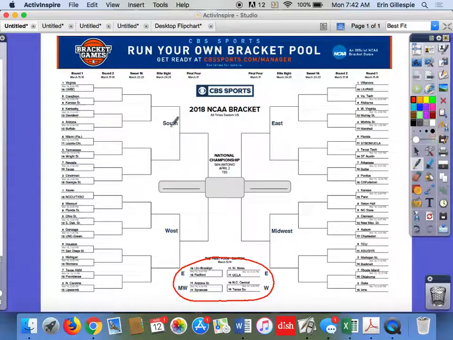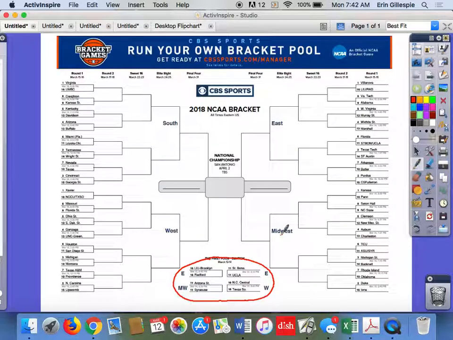There are 4 regions: the South, the East, the West, and the Midwest. Within each region, there are teams numbered 1, 2, 3, 4, all the way up through 16. Number 1 is considered the best. Number 16 is considered the worst out of that bracket, but they're all the 64 best teams in all of college basketball, so they're all quite good teams.